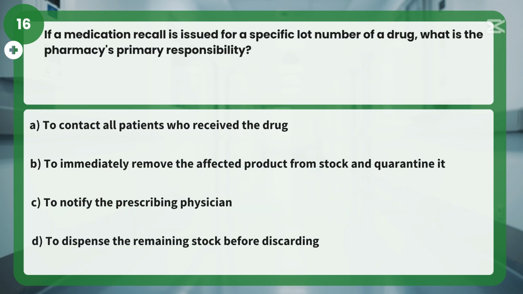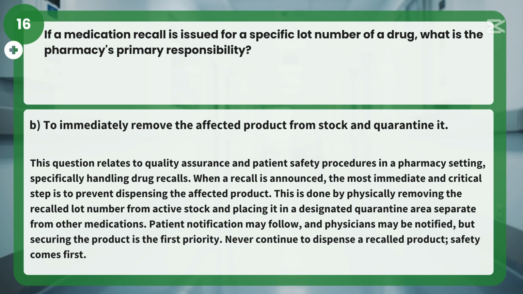Question 16. If a medication recall is issued for a specific lot number of a drug, what is the pharmacy's primary responsibility? A. To contact all patients who received the drug. B. To immediately remove the affected product from stock and quarantine it. C. To notify the prescribing physician. D. To dispense the remaining stock before discarding. Answer: B. To immediately remove the affected product from stock and quarantine it.